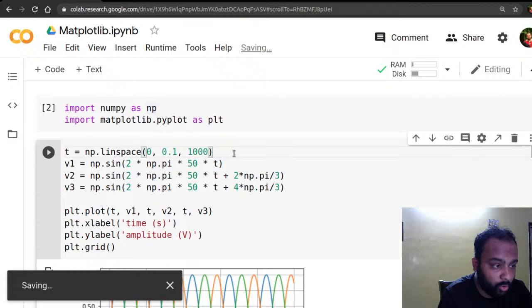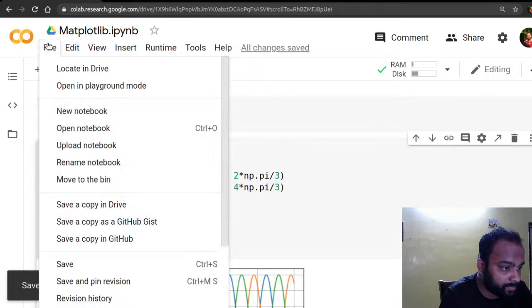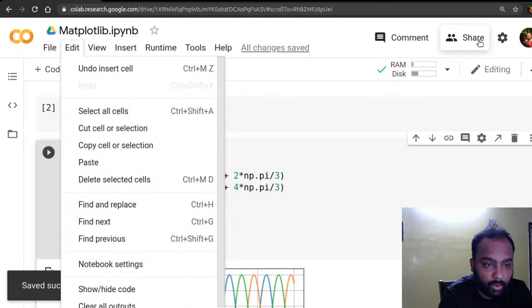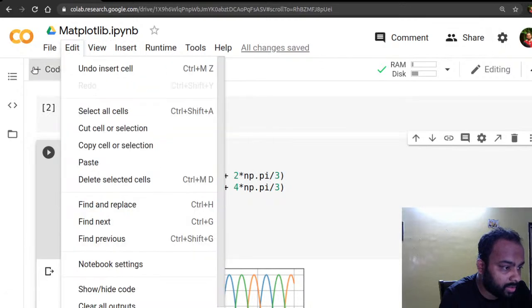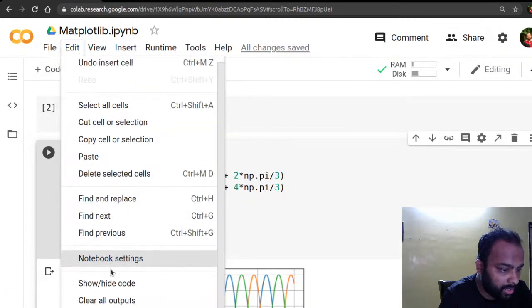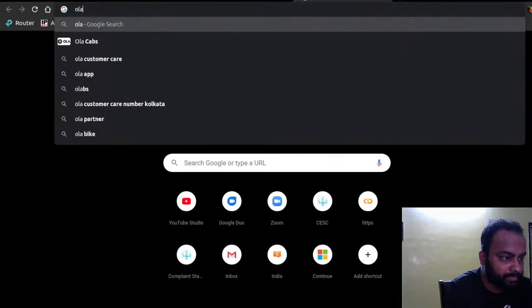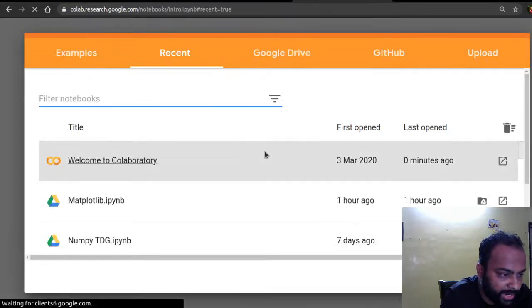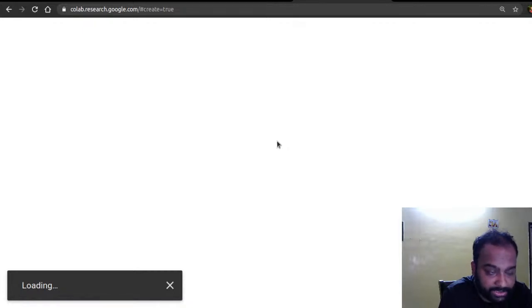Let me create a new notebook. How do I create a new notebook here? Do I have to open Colab once again? Just one more thing. Before we end, let's create a new notebook. And this you must know, in my opinion.